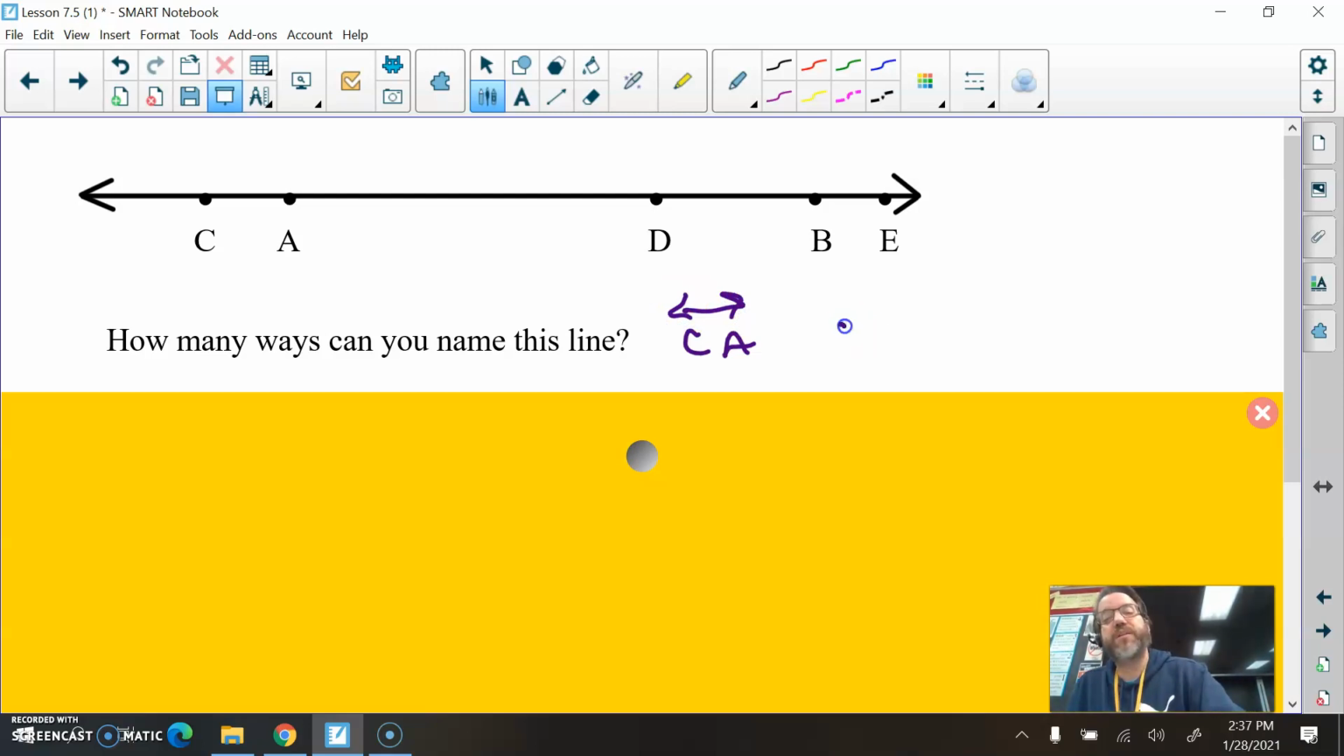Some people might call it line CE and just choose the points that are farthest apart, for the points that are shown, at least, on this line. There's an infinite number of points on this line. These are just the five that happen to be shown here. I can call it line BE. I can reverse the letters. I can call this line ED.